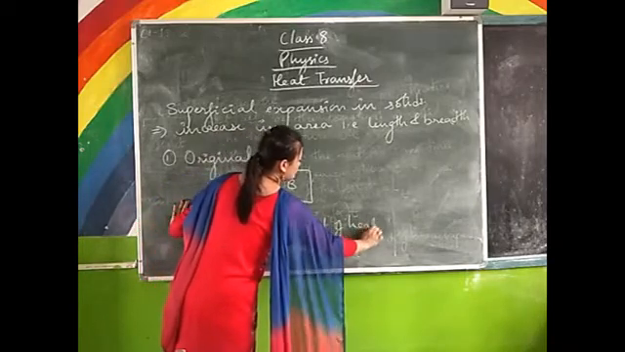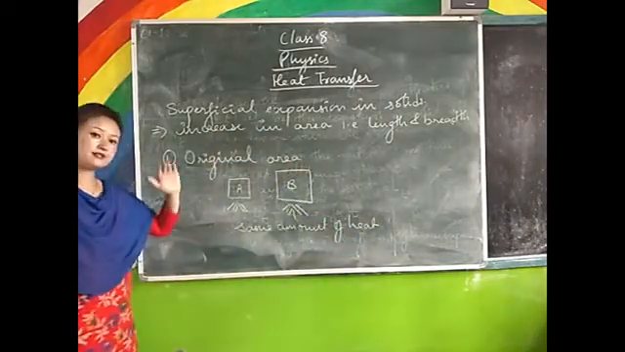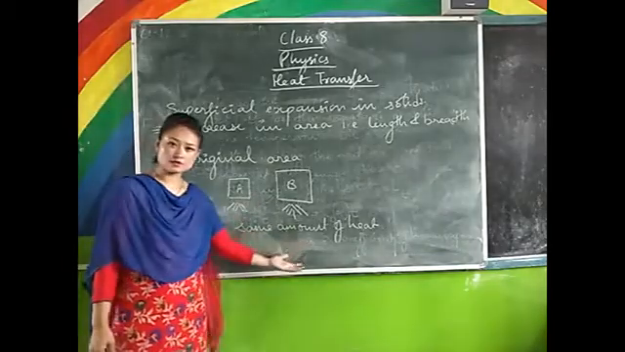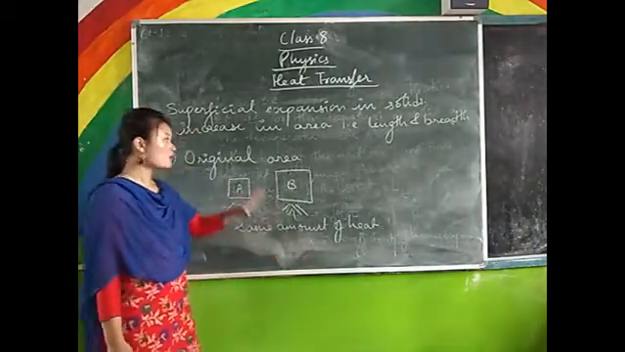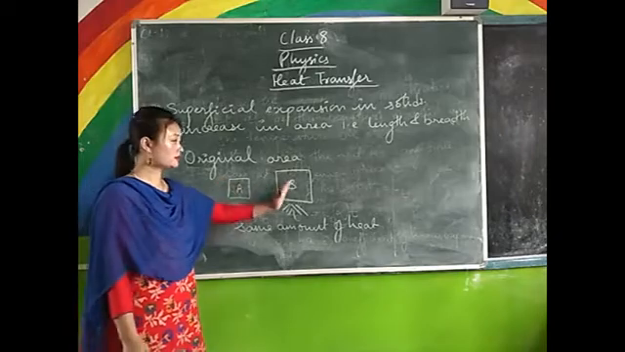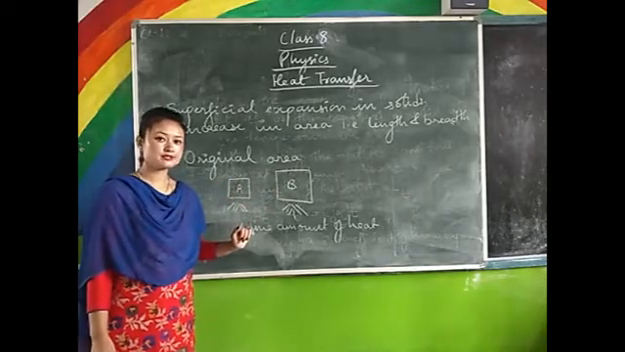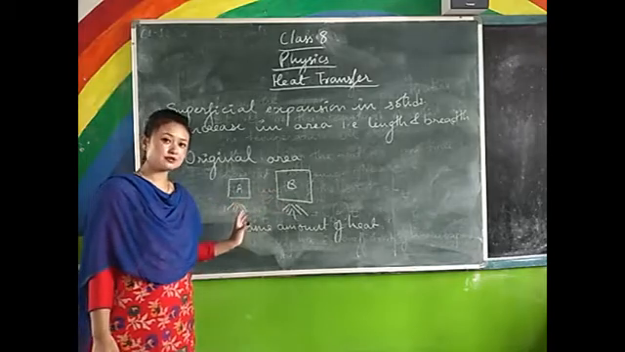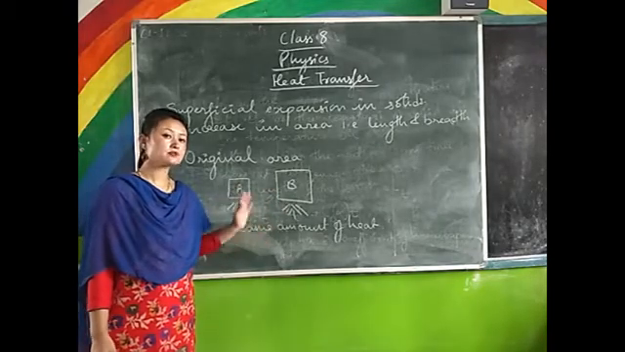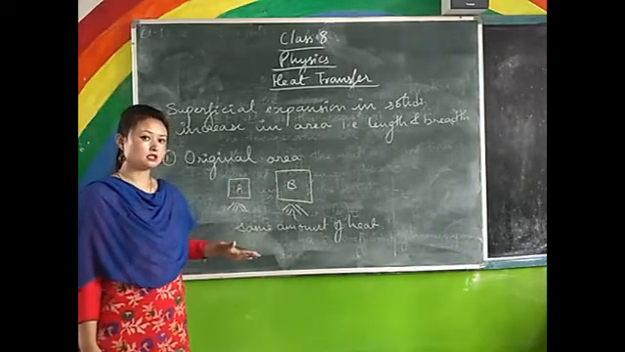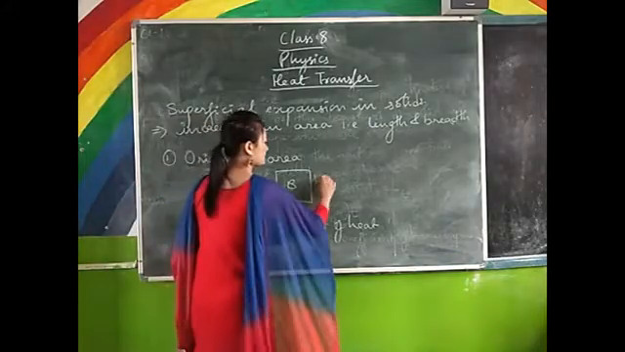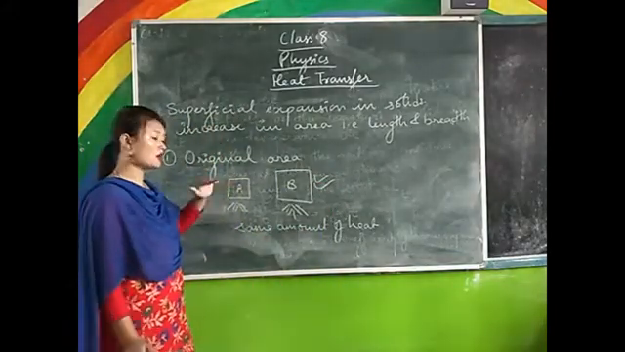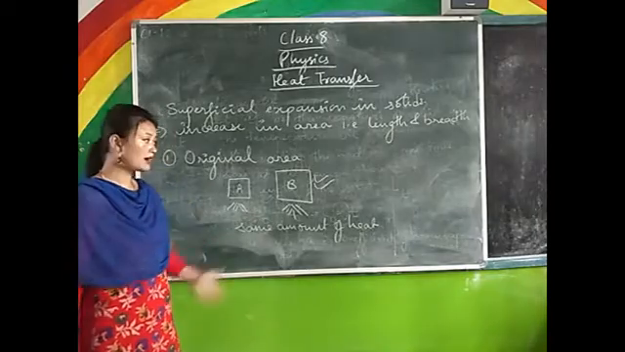When you supply the same amount of heat for the same period of time, what will happen? Both the metal plates will increase in area, that means both length and breadth increase, but which one will increase more than the other? It will be B. So the area of B will be more than the area of A. Why does it happen?